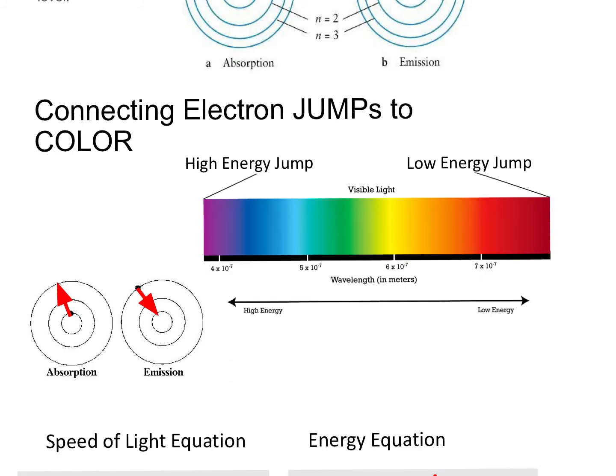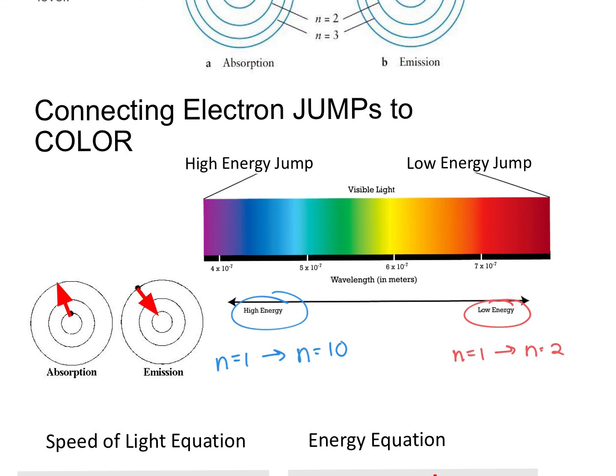Now, based on the jump, you're going to have a different kind of color. If I am talking a low energy jump, so maybe I'm only going from an energy level of 1 to an energy level of 2, I'm going to give off a red light. However, if I have a high energy jump, maybe like I'm going from N1 up to N10, this is when I'm going to give off violet or indigo, okay?